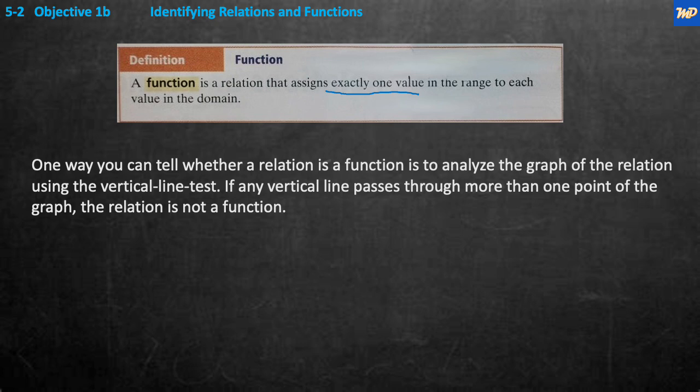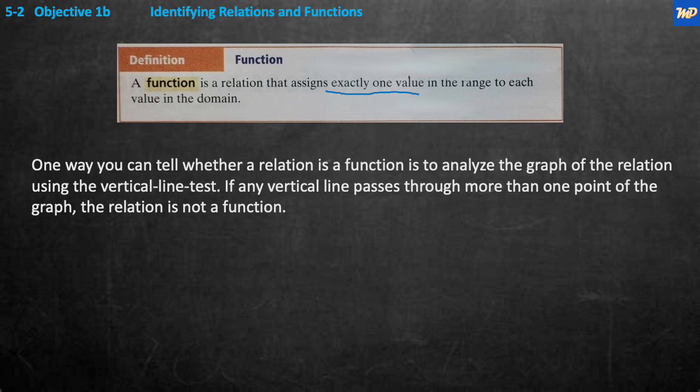So the way you can tell whether a relation is a function is to analyze the graph of the relation using the vertical line test. If a vertical line passes through more than one point of the graph, the relation is not a function. Now, I beg you to remember this, because you will see this on tests as you move forward. When you're studying this, you will see this. They're going to ask you, well, is this a function or is this a relation? And you might get maybe one or two problems like that. You never know how many you'll get, but pay attention to this, okay?